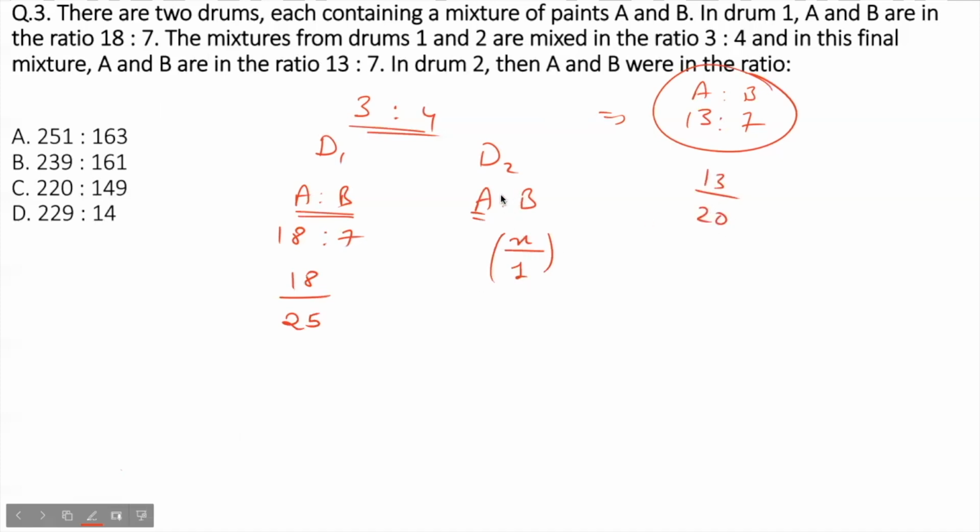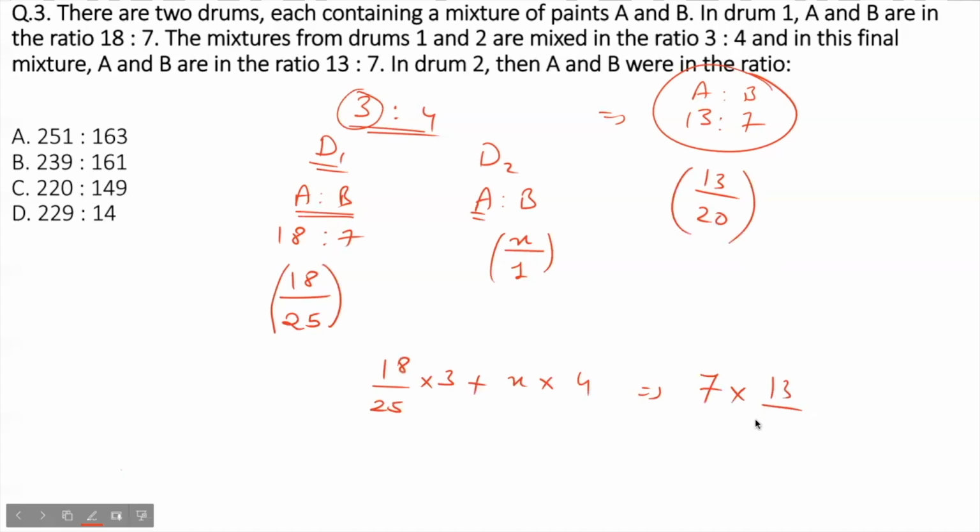Right, now we are going to use the concept of weighted average. The fraction of A in the first drum is 18/25, and you're taking 3 units of that. So basically 18 upon 25 multiplied by 3, plus in the second drum the fraction is x and you're taking 4 units, is equal to total 7, that is 3 plus 4, multiplied by the final fraction required, 13 upon 20.